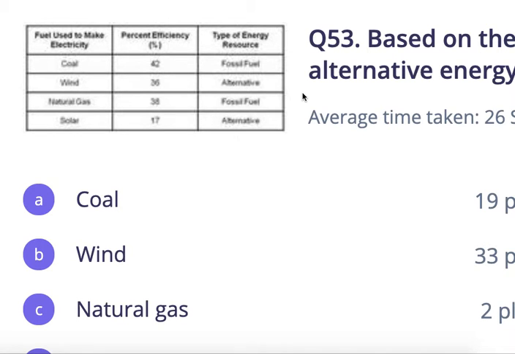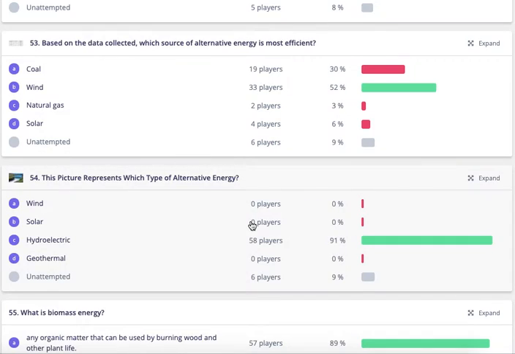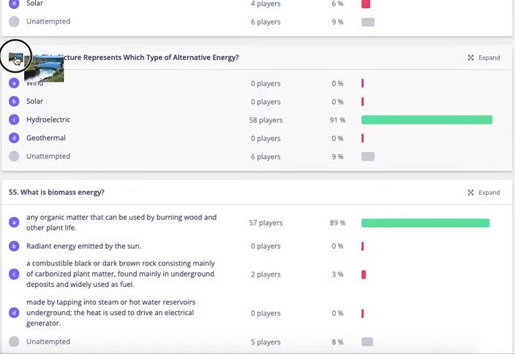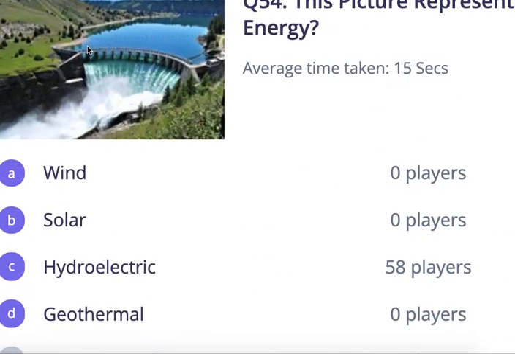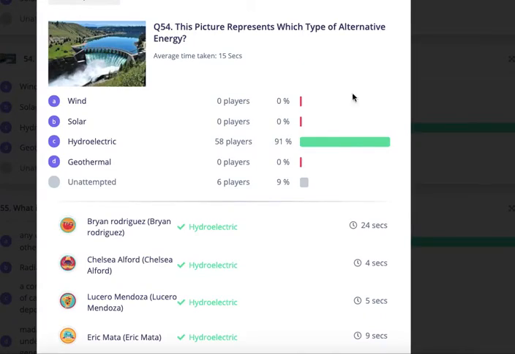So that's a bit of metadata. Okay. Which type of alternative energy? Oh, that looks like a dam to me. Hydroelectric dam.